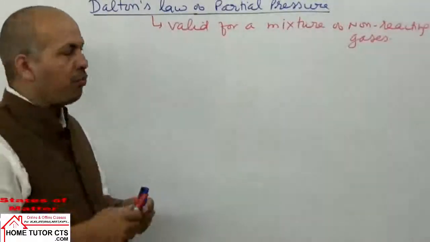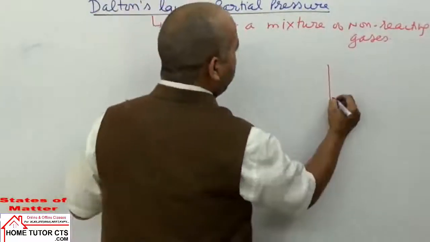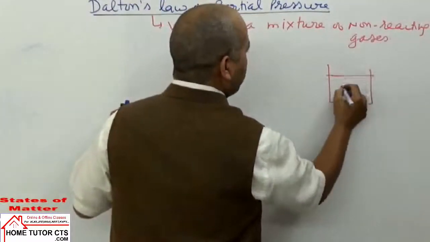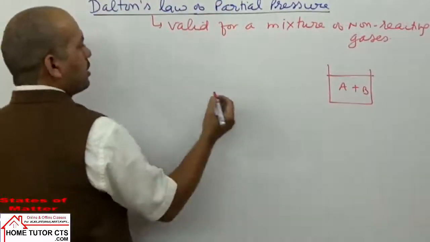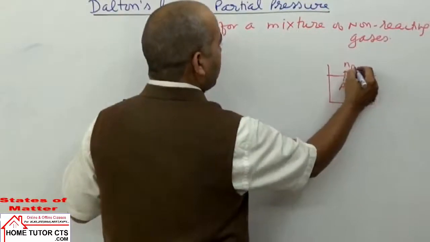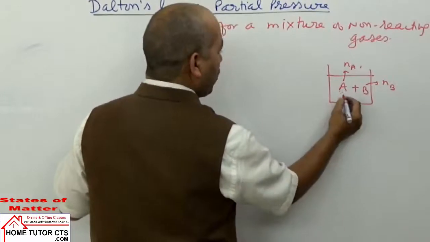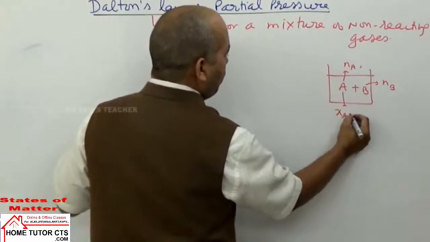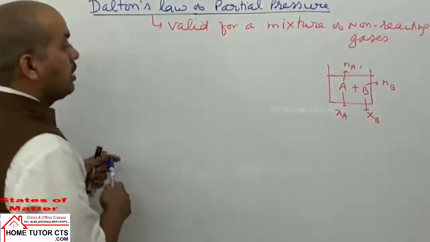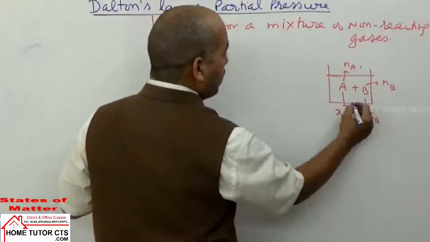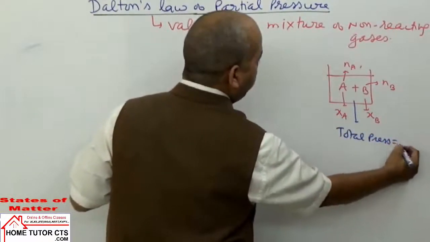Now we have got the term mole fraction. Now if I take a gas mixture of two gases, gas A and gas B, let the moles of A be Na and moles of B be Nb. The mole fractions are Xa and Xb. Suppose for the gas mixture, the total pressure is taken as Pt.